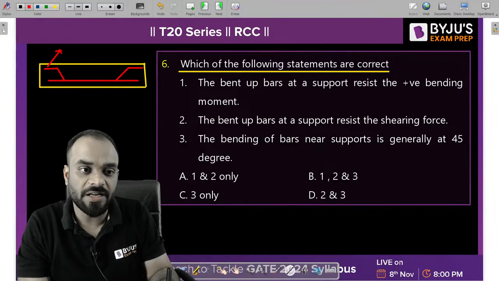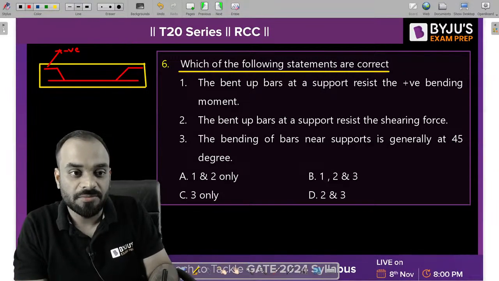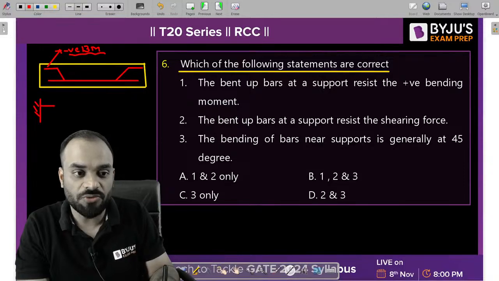Now at the same time, guys, this particular portion which is extended on this particular area will try to resist the negative bending moment. How is it possible? Let me show you that. Let us suppose this is your fixed beam, right?